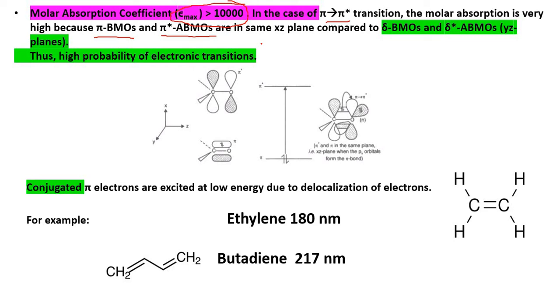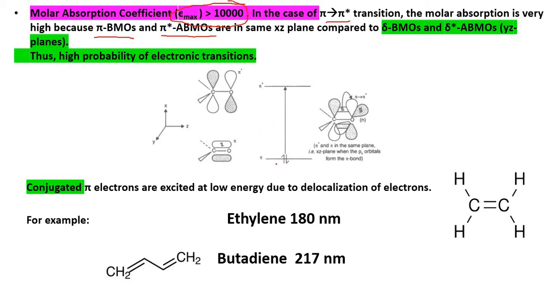So the extent of electronic transition is lower in sigma to sigma star, while in pi to pi star the extent of molecular absorption would be very high. Why? Because these pi bonding molecular orbitals and pi star antibonding molecular orbitals are in the same plane.